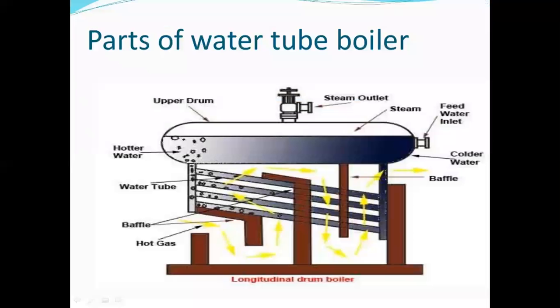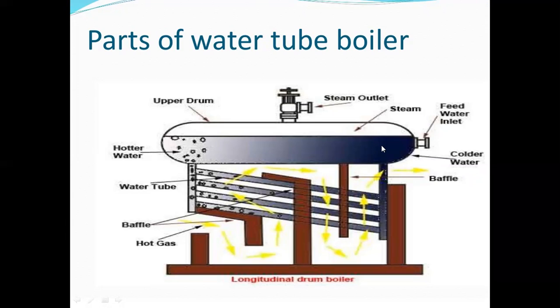So let us discuss the parts of a water tube boiler. This is the brief figure of a water tube boiler. Here the size of the drum is very small. This is the boiler drum, and its size is less compared to the fire tube boiler.